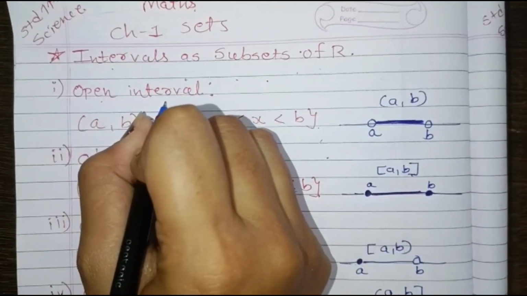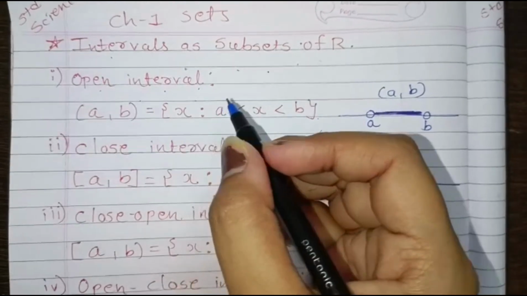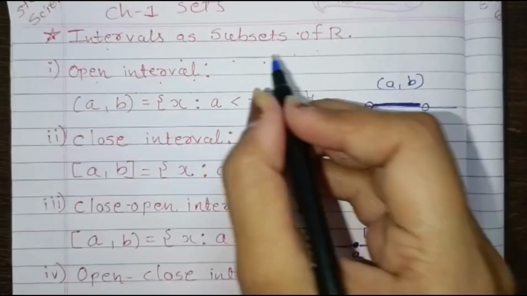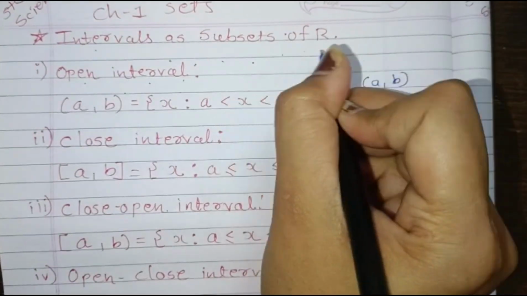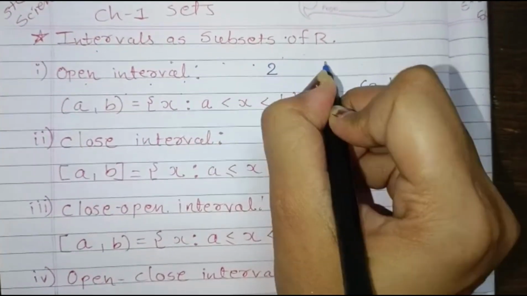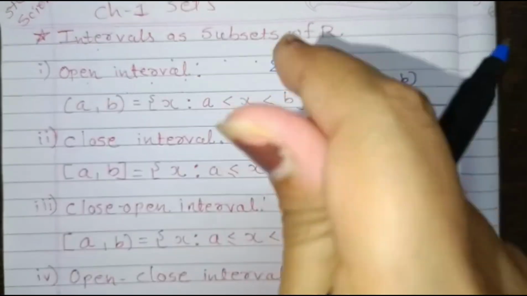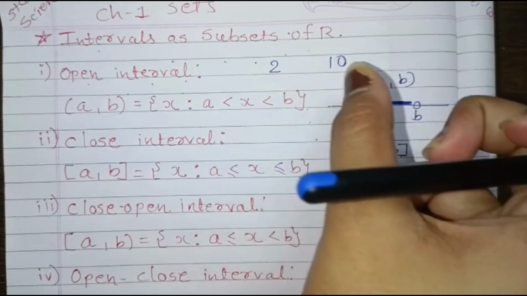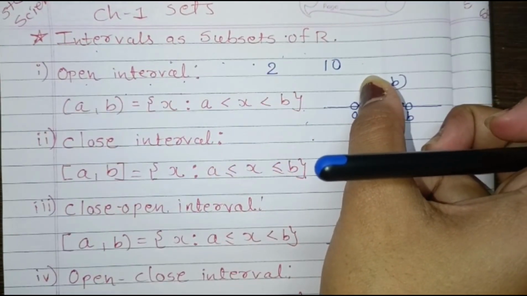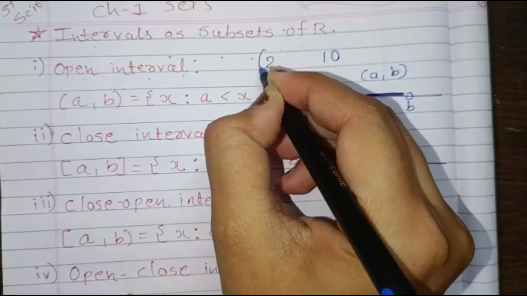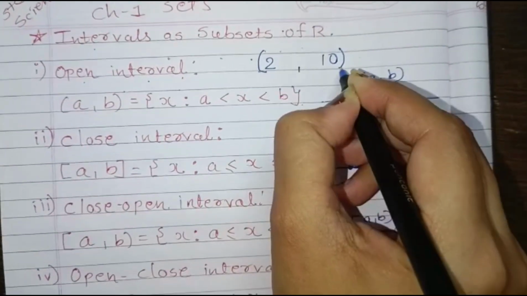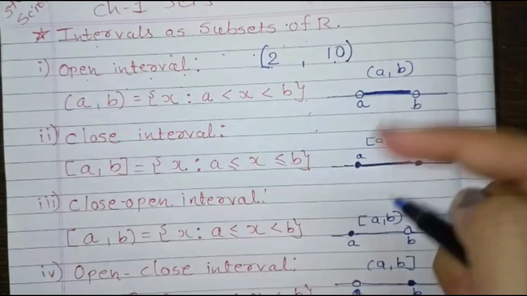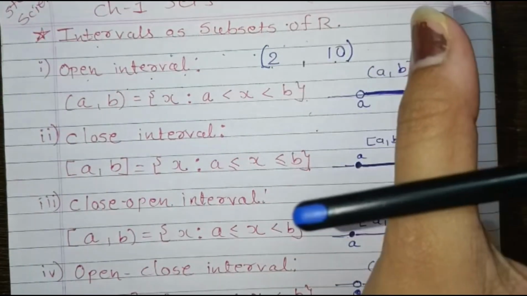First is the open interval. Open interval means any numbers that have some type of limits. If you take the numbers between 2 and 10, you bound the limit here. If you are taking the even numbers between 2 and 10 and putting them in open brackets, then 2 and 10 are not included in that list of numbers, right?